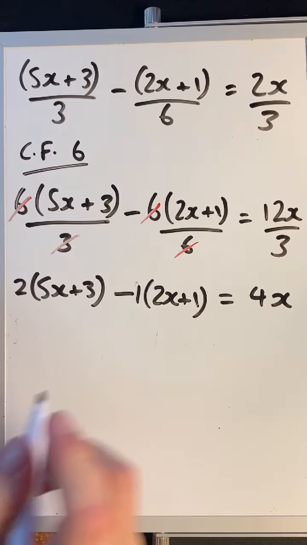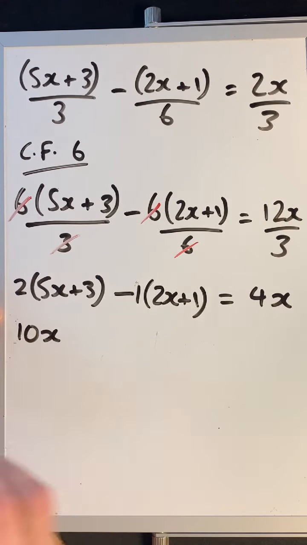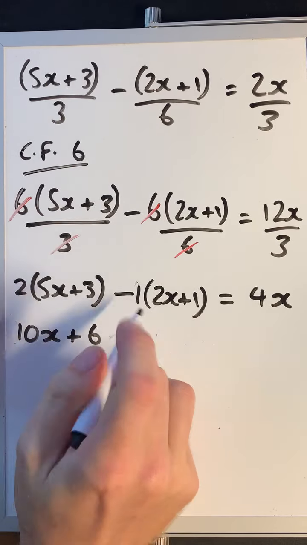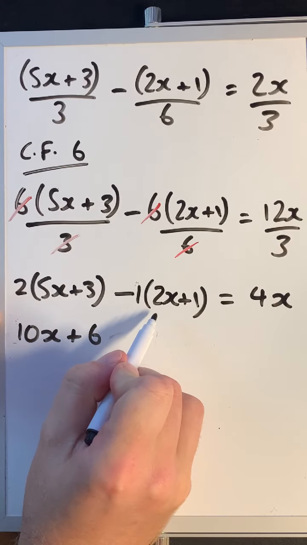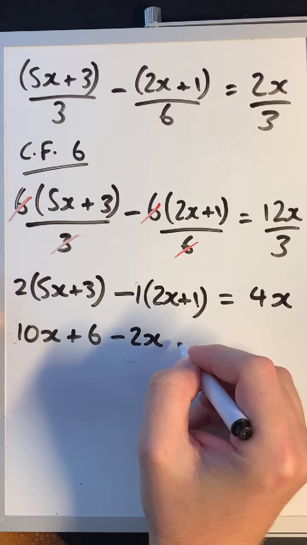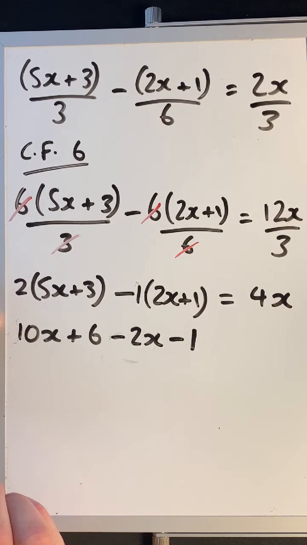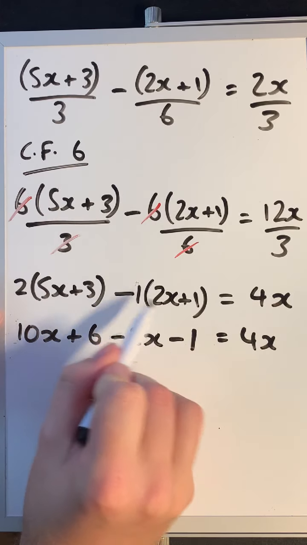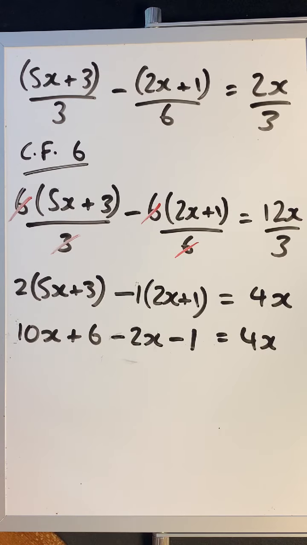Right, let's multiply this out then. So we've got 10x plus 6. So this is the important part. Minus 1 times 2x is going to be minus 2x. Minus 1 times positive 1 is going to be minus 1. And that's equals to 4x. Okay, it's quite a common mistake that people forget to multiply that minus into the bracket there. That's quite a nice way that I try to use in exams to catch people out. Okay, so just beware of that.